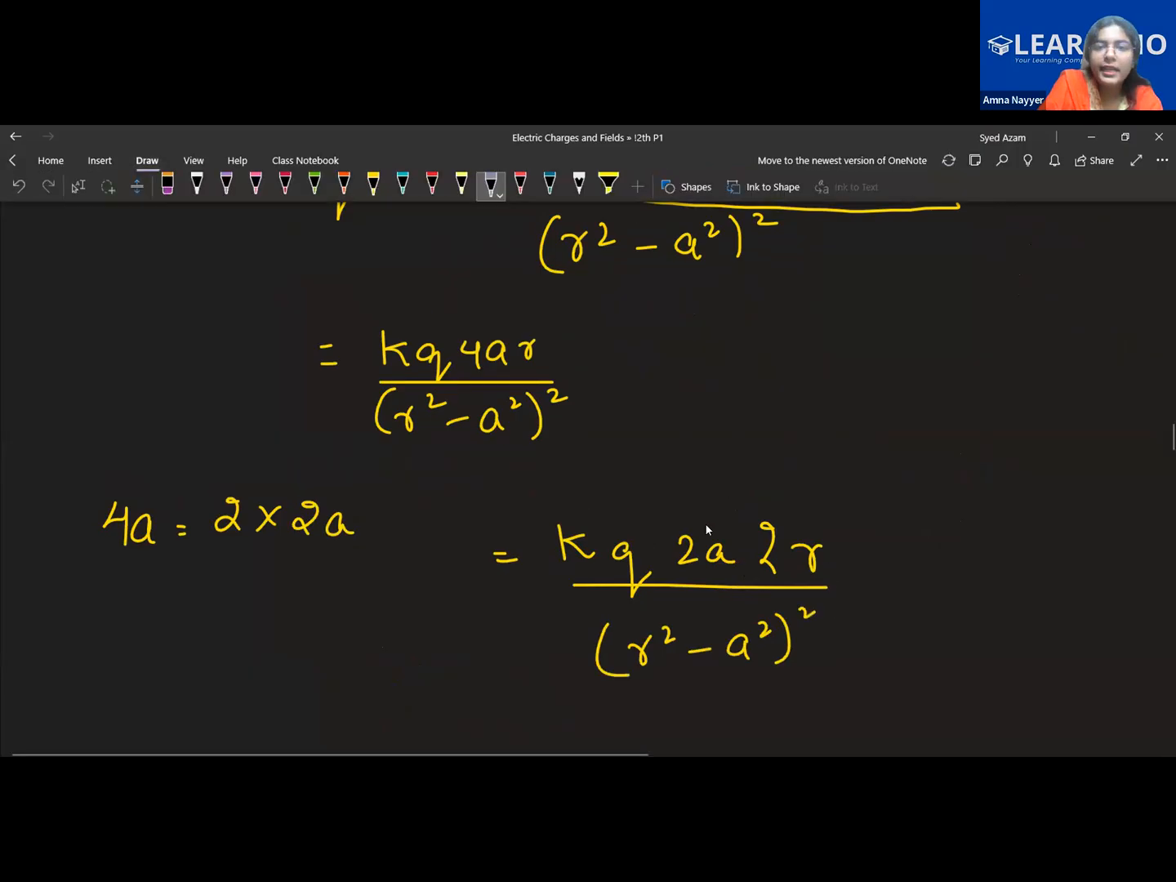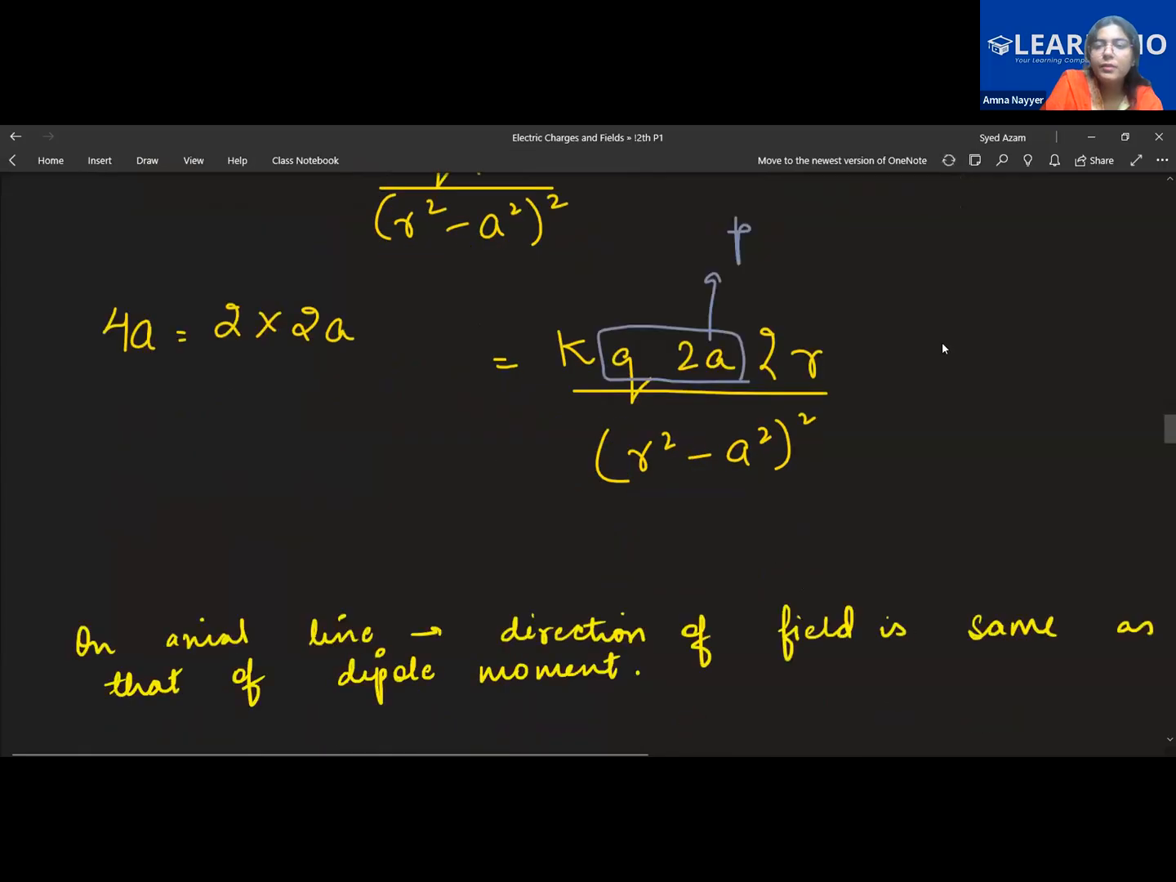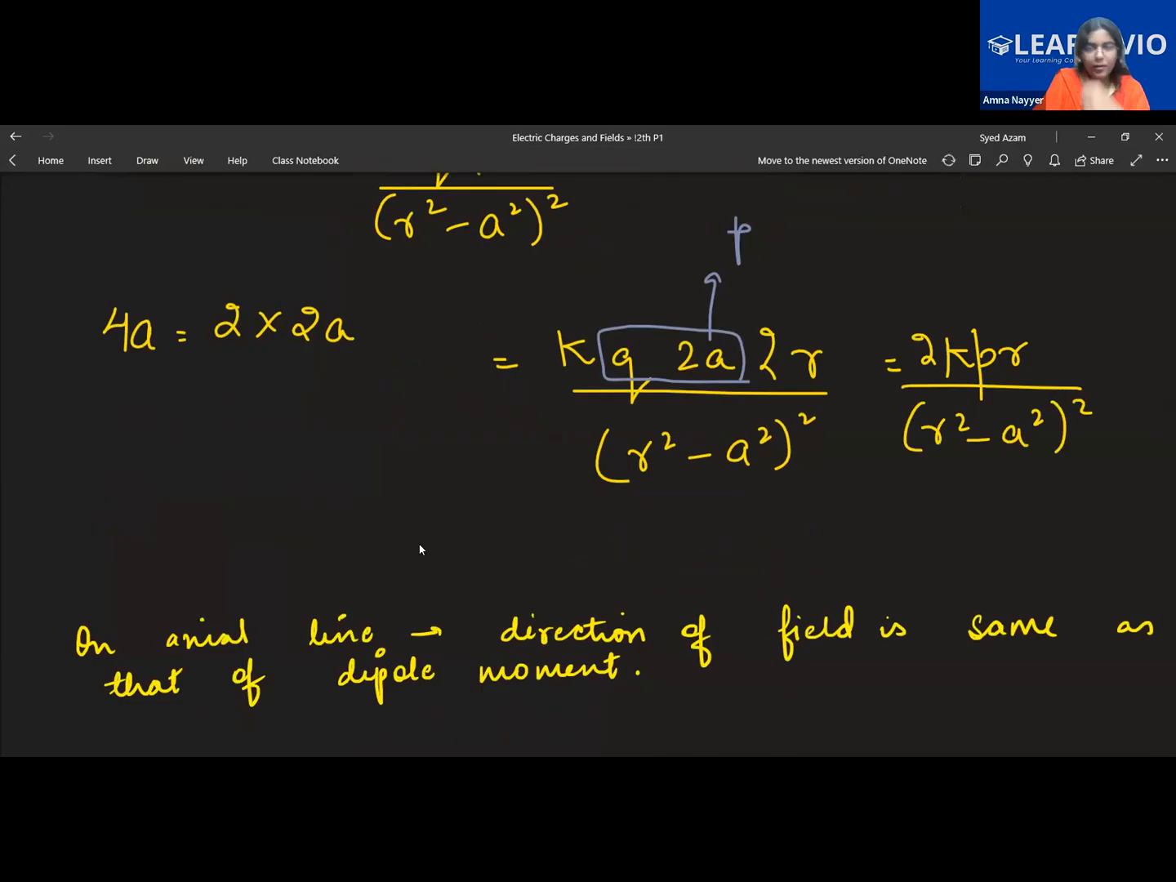Can anyone tell me what this is? Dipole. Yes, dipole moment, correct. So this is P. So finally, the formula that we have got will be equal to 2KPr by (r square minus a square) whole square. Now direction and ideal dipole approximation I'll tell you later. First you write down this derivation.